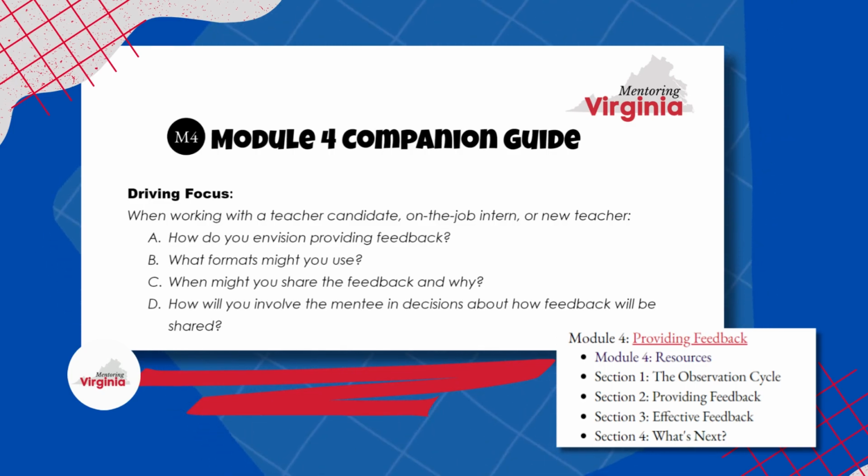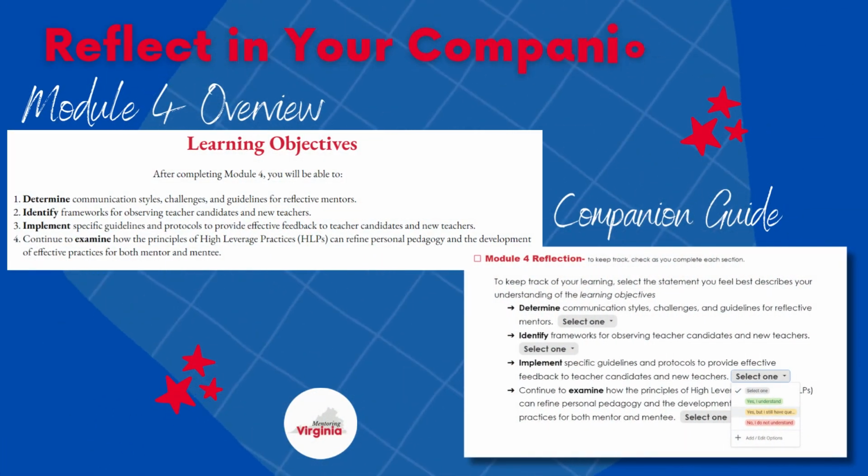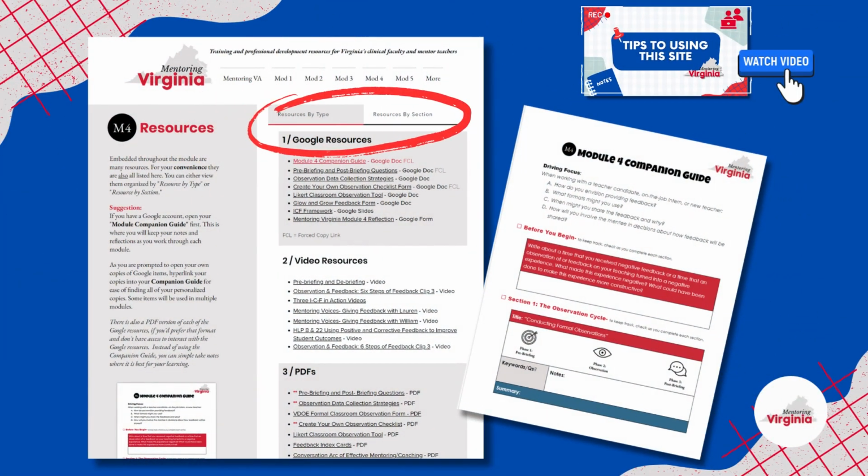This module contains 4 sections: the observation cycle, providing feedback, effective feedback, and reflection. Be sure to review the learning objectives before and after your module to reflect on your own learning. As with the previous modules, this module also contains a companion guide to maximize your learning. We suggest having the companion guide opened as you work through the modules so that you can take notes, write reflections, and save hyperlinks of your documents.